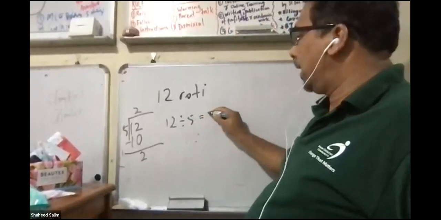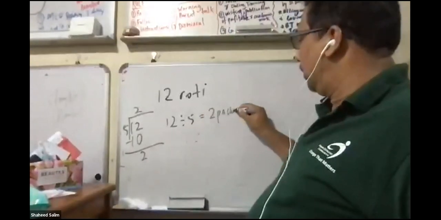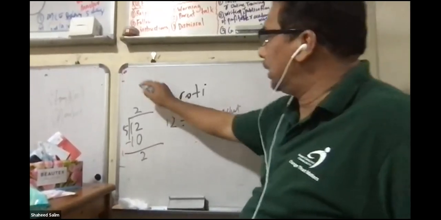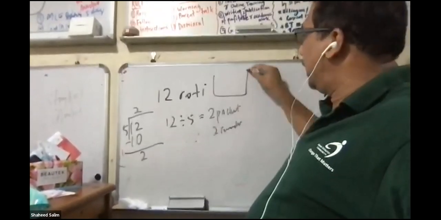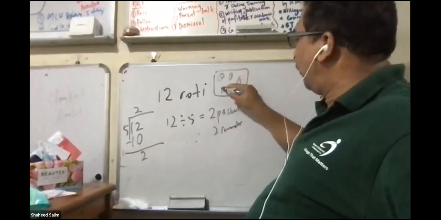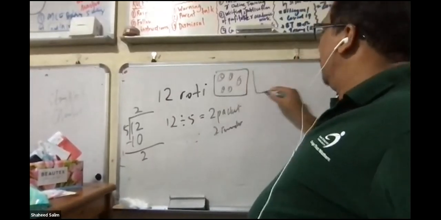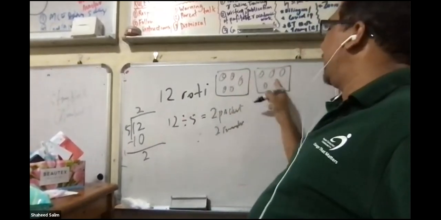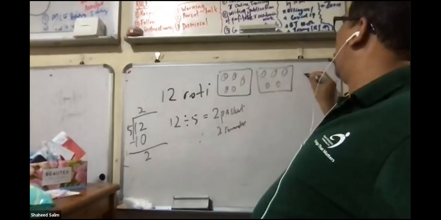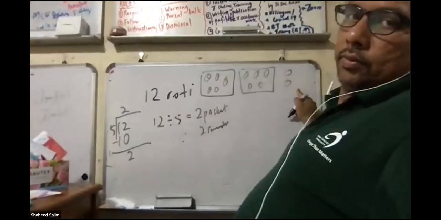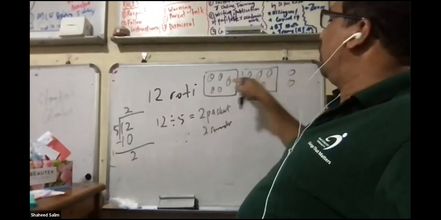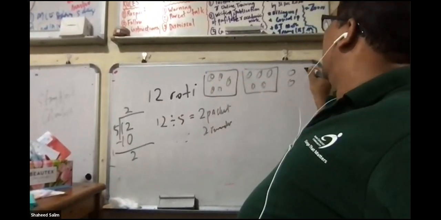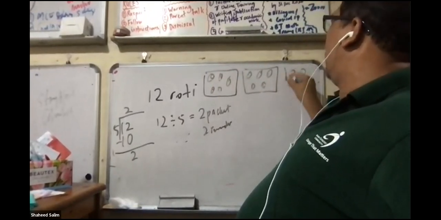So when I divide, I get 2 packets. I get 2 remainder. You see the roti, there's 5 in a packet. So I put in a packet. 1, 2, 3, 4, 5. This is 1 packet. 6, 7, 8, 9, 10. See 10, 2 packets. And because I got 12 roti, I got 2 more remainder. How many must I add in to make the packet? Yeah, I got 5 in a packet. I must plus another 3. I must make another 3 more roti to make 1 more packet.